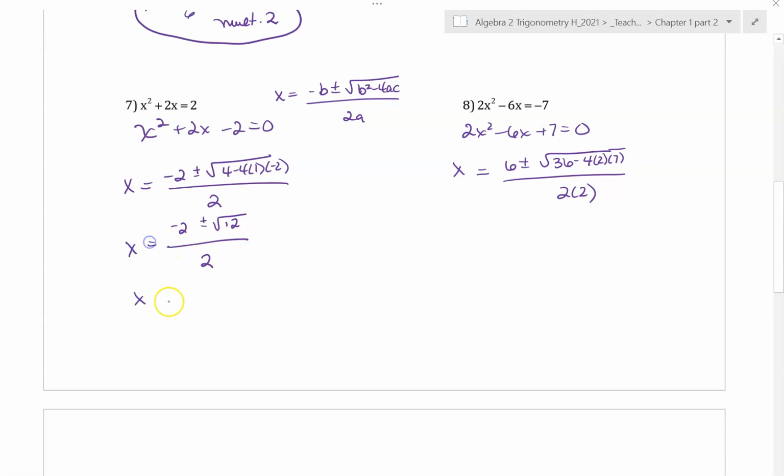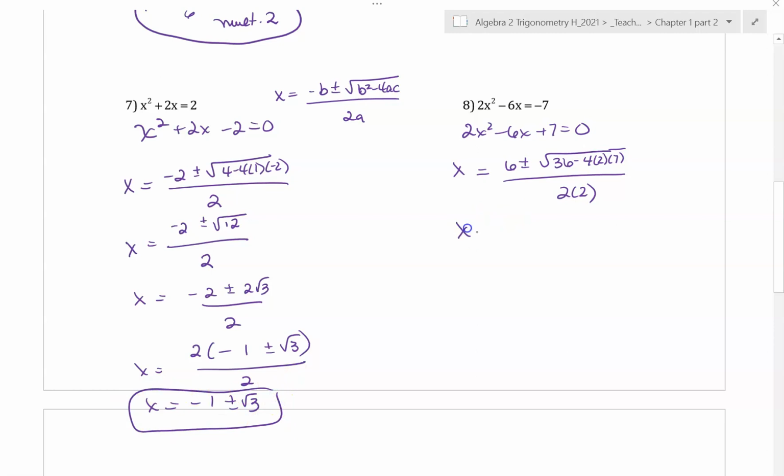So I have -2 plus or minus 2 root 3 all over 2. And now you can factor a 2 out of numerator and denominator. And that's how I end up with -1 plus or minus root 3.